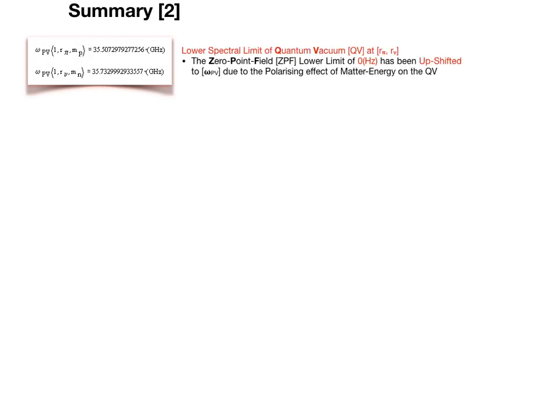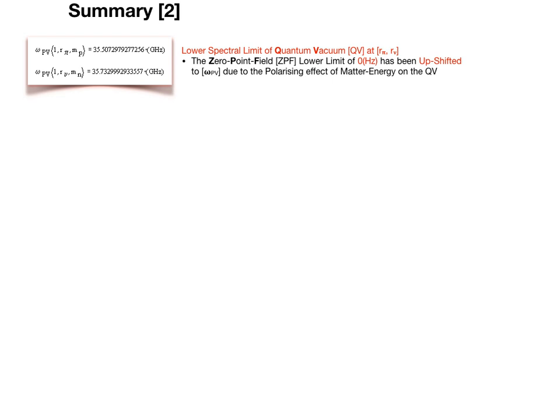The lower spectral limit of the quantum vacuum is termed the fundamental frequency. It differs for all particles due to their varying masses. The ground state of the quantum vacuum is termed the zero-point field. In the presence of matter energy, the quantum vacuum is modified away from its ground state. This kind of quantum vacuum modification yields a polarized vacuum. The polarized vacuum causes the lower frequency limit of the quantum vacuum ground state, that is, the zero-point field, to be upshifted from 0 Hz to approximately 36 GHz, as shown.